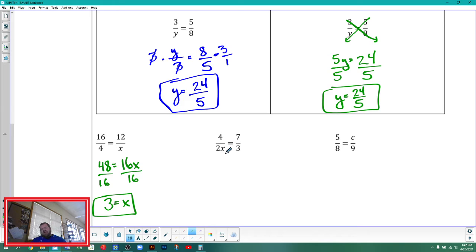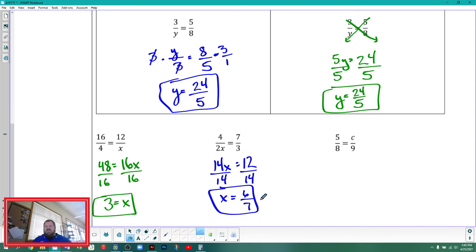Next one, I've got something else happening to x down here. I could use reciprocal property and then undo everything happening to x, but that would be a little bit complicated. I think it's just as good to use your cross products. 7 times 2x is 14x, and 4 times 3 is 12. Divide both sides by 14, and we get x is 12/14, or probably better off to say 6/7. They're both multiples of 2, so we can divide them both and move on.